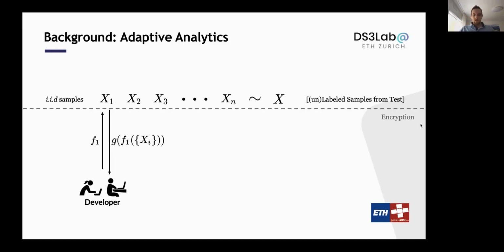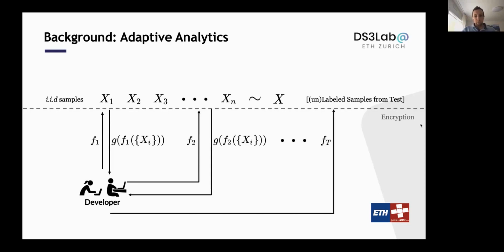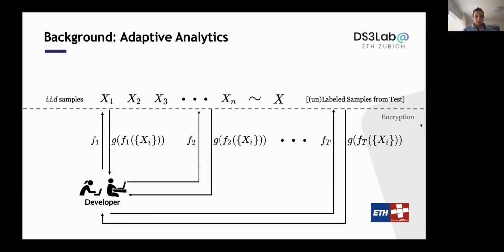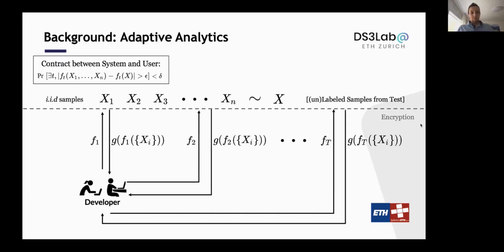And the system will run a function g on this function f1, which in our case is evaluating the test requirements and return the binary signal to developers. This gets then repeated for capital T steps. Now, the contract between the user and the system is given by this epsilon delta approximation, which simply says that the probability of a result lying outside a certain confidence interval specified by epsilon should be smaller than delta.